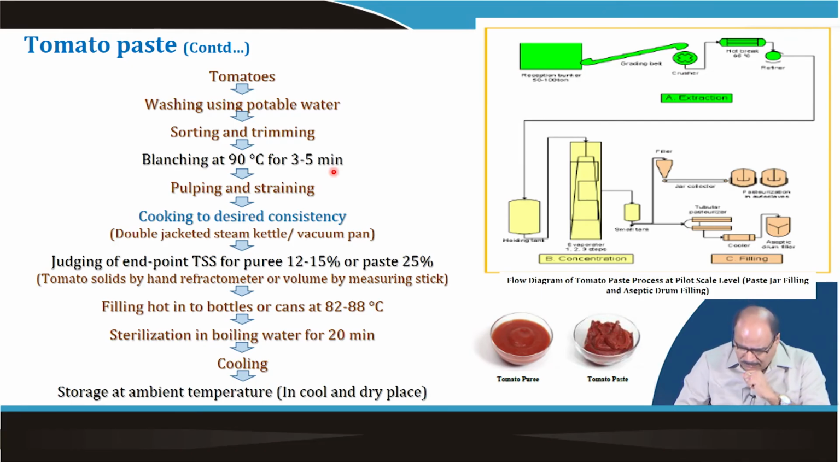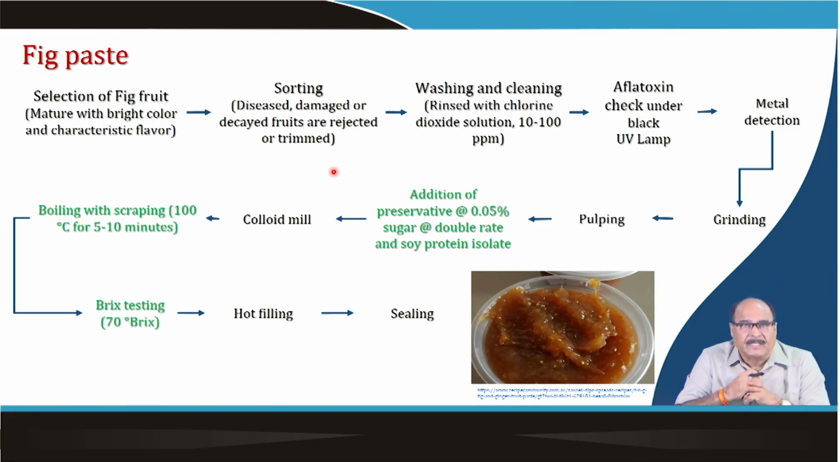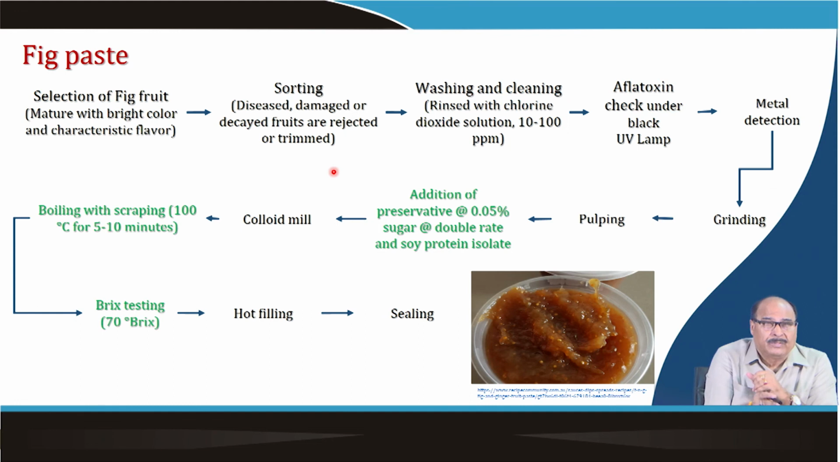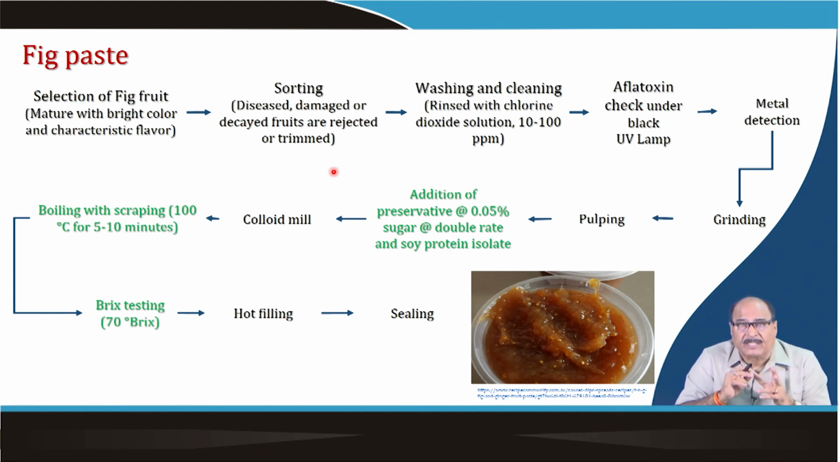can be used. Similarly, here is the fig paste, the conventional method for making fig paste. Selection of the fig fruit that is mature with a bright color and characteristic flavor should be used. Then common processes like sorting, then washing and cleaning. Here the washing and cleaning may be rinsed with chlorine dioxide, maybe 10 to 100 ppm. Then aflatoxin checks should be done under a UV lamp, to see whether there is any contamination with fungus.